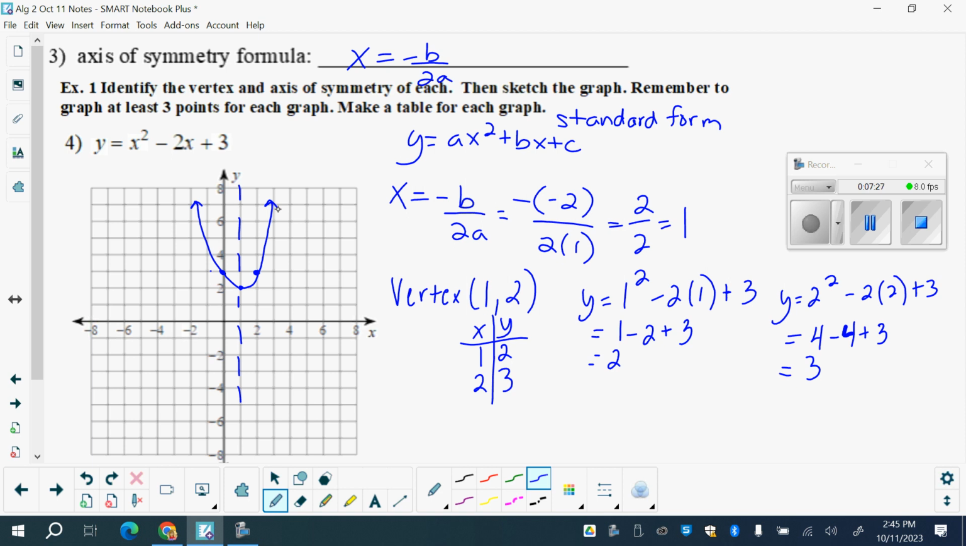So do we need arrows on them? Yeah, because they go on forever. Okay, on to the next one. Anybody still looking at this?